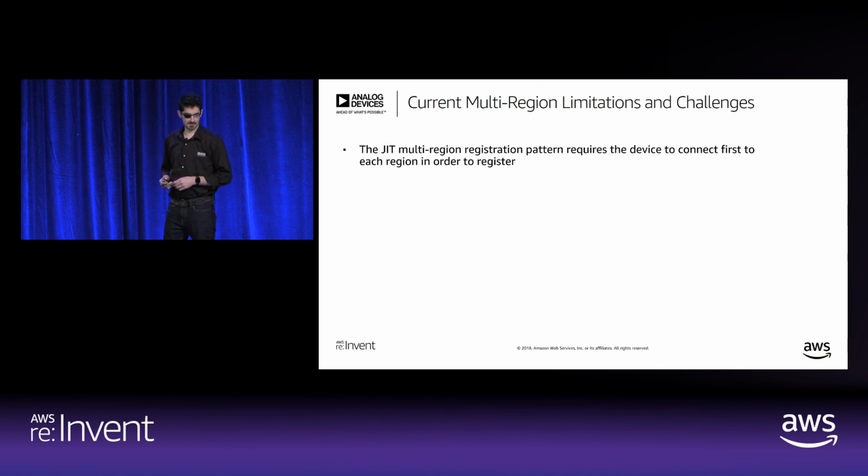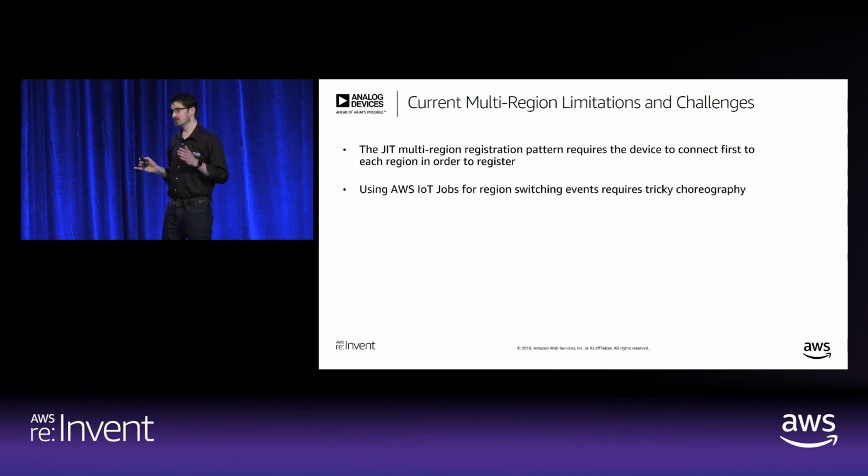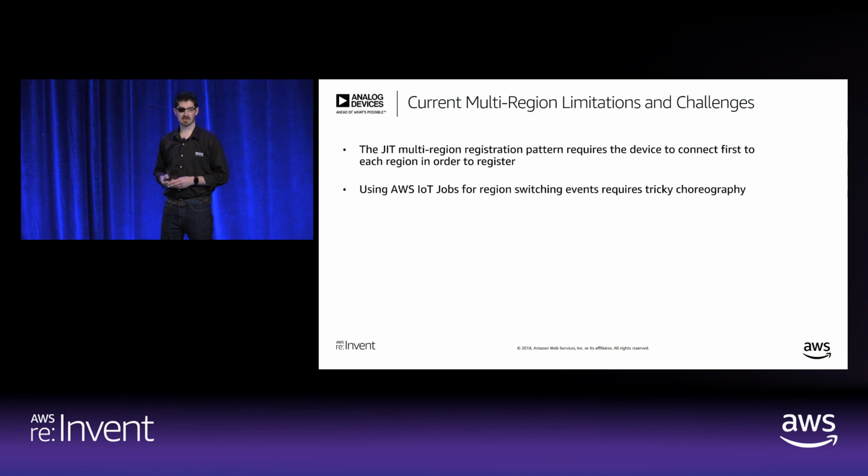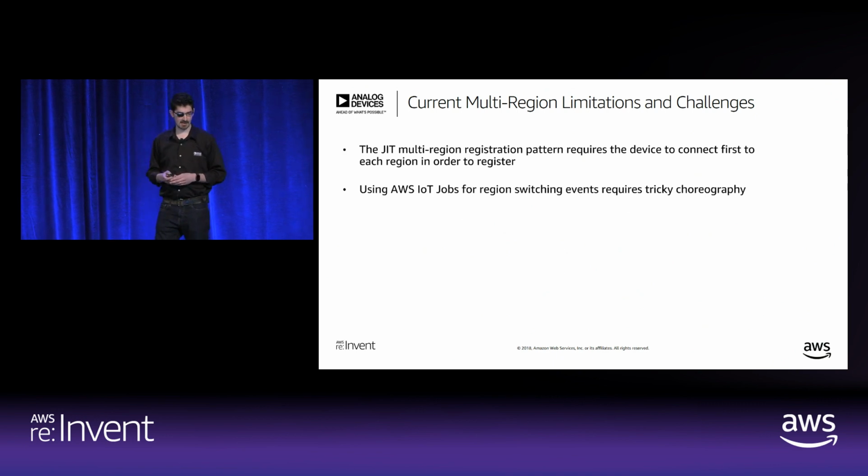That's as opposed to potentially using cloud-side replication logic, in which you connect to one region and then your cloud automatically replicates that state between regions. But there is a simplicity and elegance to using just-in-time registration that is maybe less error-prone than cloud-side replication logic, if you can handle having the device be the initiator for any region it's going to operate in.